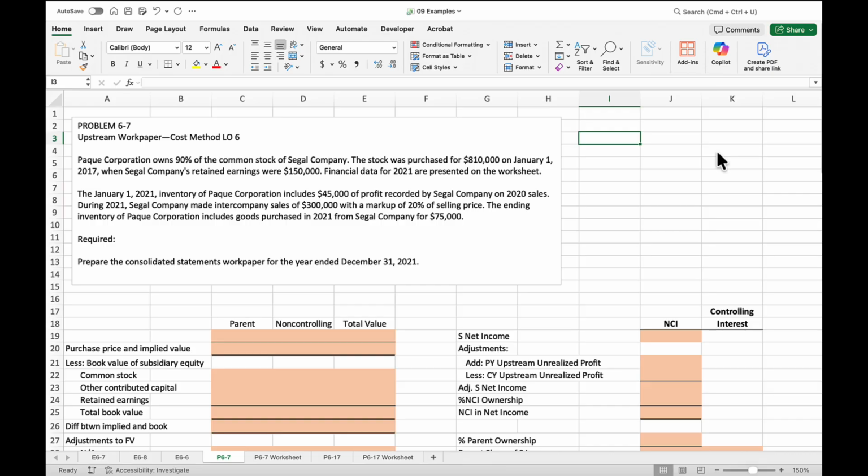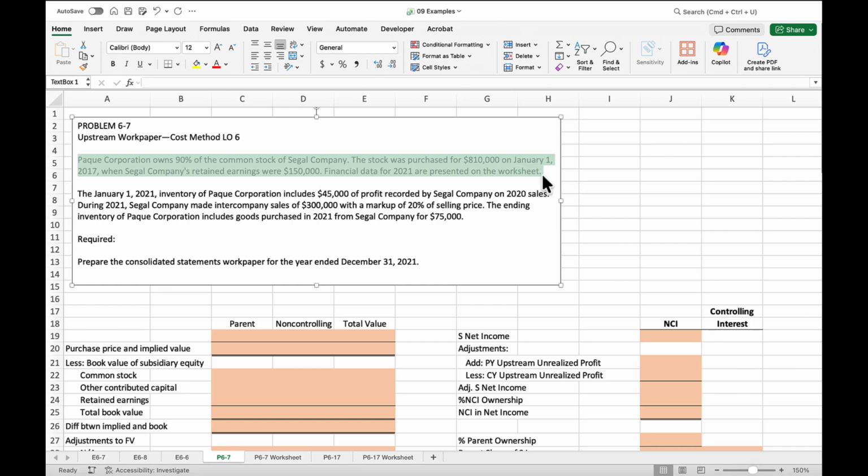So there's a lot going on here. The first thing we have to figure out is where we are in time. So we note that this first paragraph here is telling us all about the acquisition. And the acquisition happened on January 1st of 2017. But now they're asking us to fast forward a few years to December 31st, 2021 to actually prepare our financial statements.